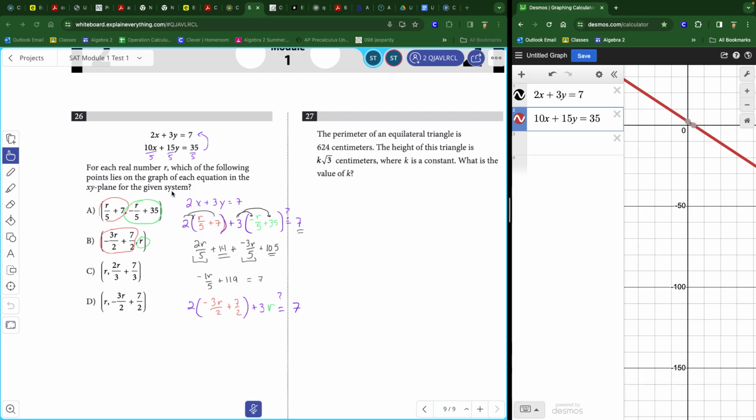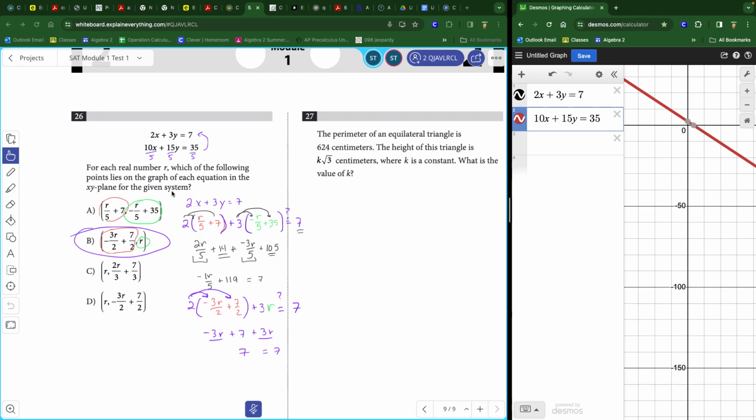Okay, so I'm just working on the left side here. I distribute my 2, I get negative 3r, the 2's cancel. I distribute my 2, the 2's cancel, I get 7, plus 3r. Negative 3r, pop, there we go, 7 equals 7. So this point is on there. Whew. That's pretty tough to figure out.